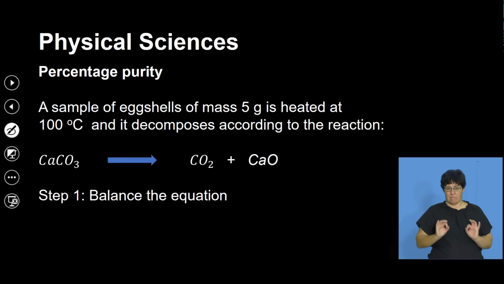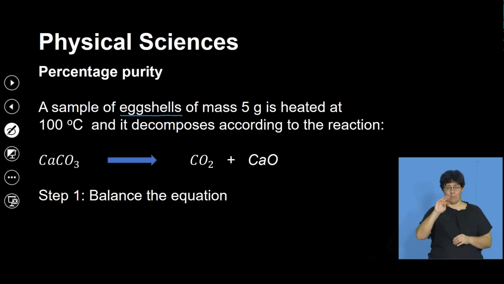Here's a simple and straightforward example just to give us an idea of the steps one needs to follow in calculating percentage purity. We've got a sample of eggshells. Eggshells contain calcium carbonate and other substances. We are interested in determining the actual percentage of calcium carbonate in the mass of the whole sample.